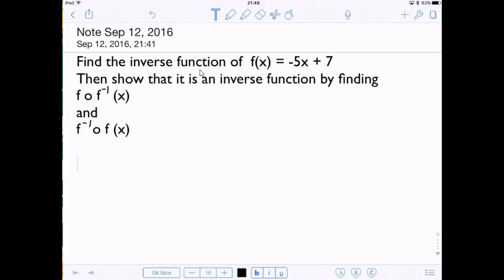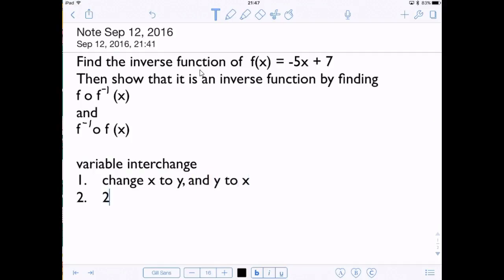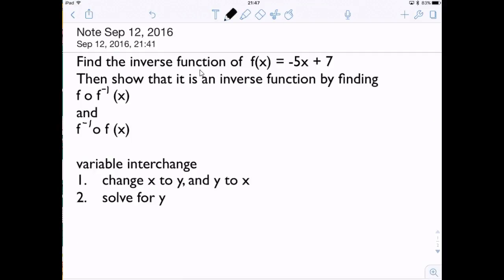So the steps to find an inverse function are to do variable interchange. The first step is change x to y and y to x. Then solve for y. And that's it, okay? So let's do that.